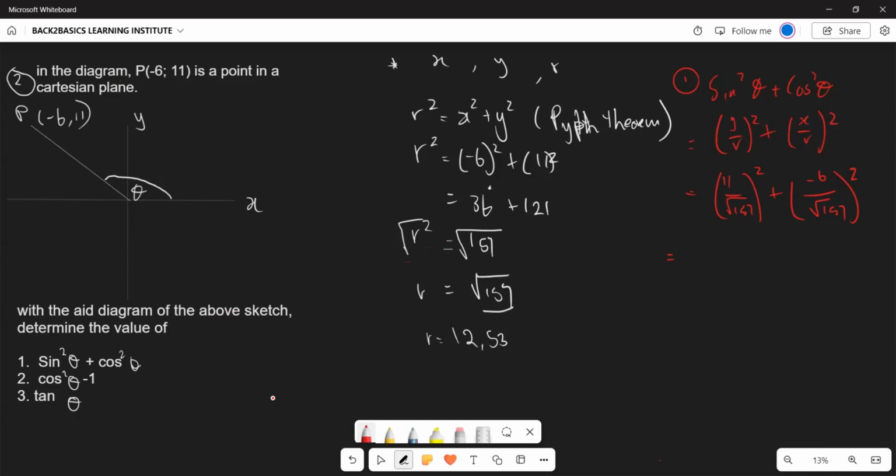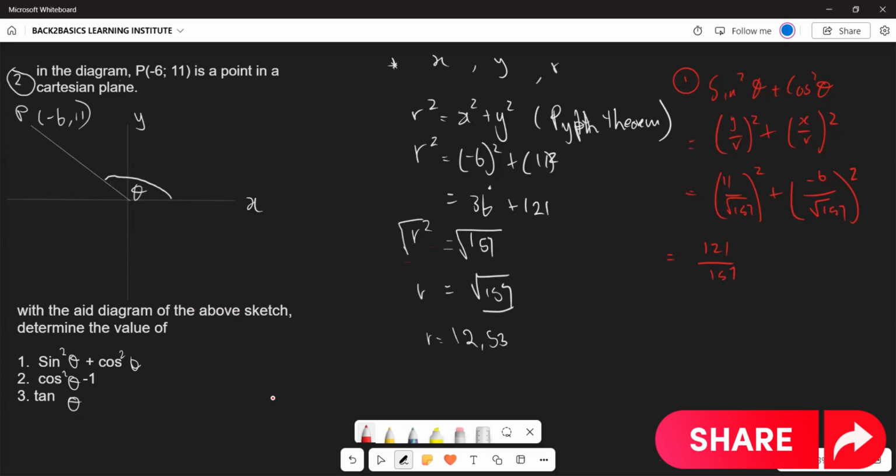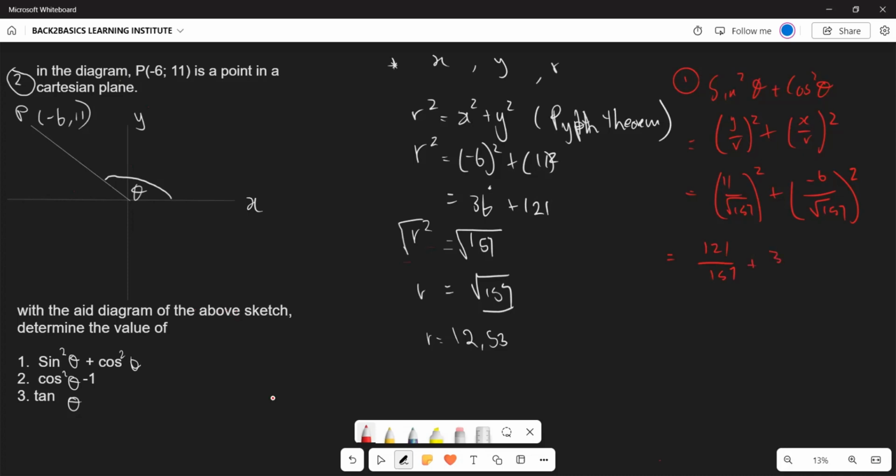Now if you want to calculate that, what are you going to do? Look, this is going to be the same as 121 over root 157 squared. This is going to be 157, because whenever you are squaring a square root, it becomes just the number, right? Plus this other one is going to be 36 over 157, right?